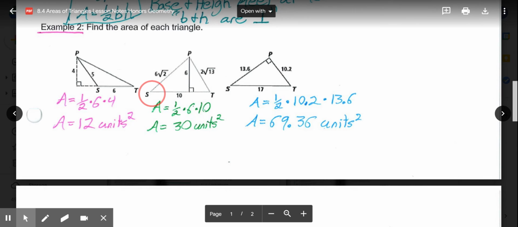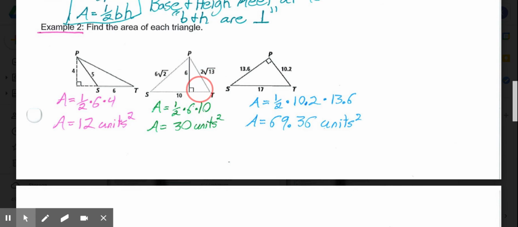In the next middle triangle, again, triangle SPT, our height is drawn here on the interior of 6. Our base is the whole segment ST of 10. So area is 1/2 6 times 10, or 30 square units. And then for SPT, our last one, it's a right triangle. So I care about the two legs, 10.2 and 13.6. So our area is 1/2 multiplied by 10.2 multiplied by 13.6. So 69.36 square units.